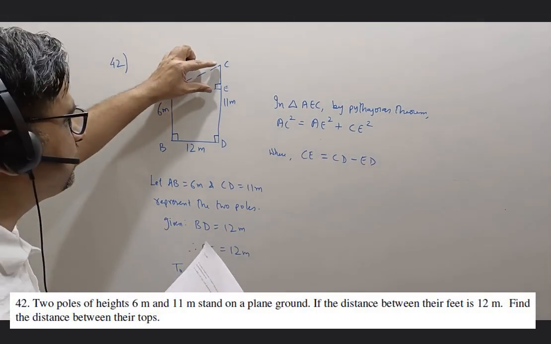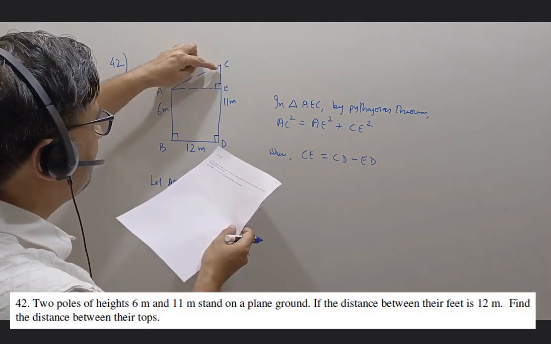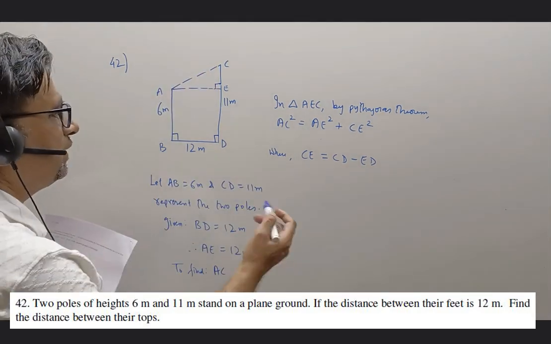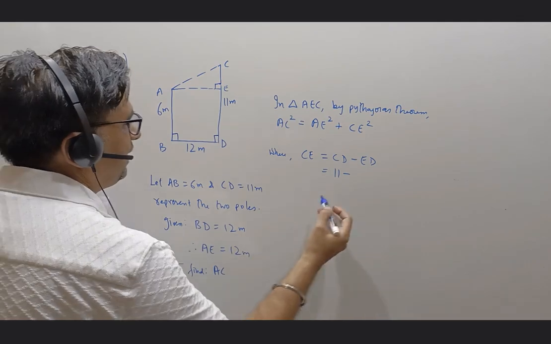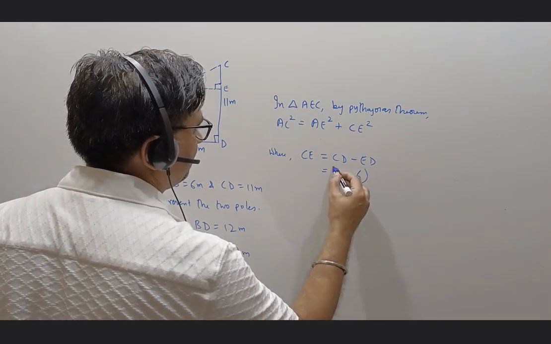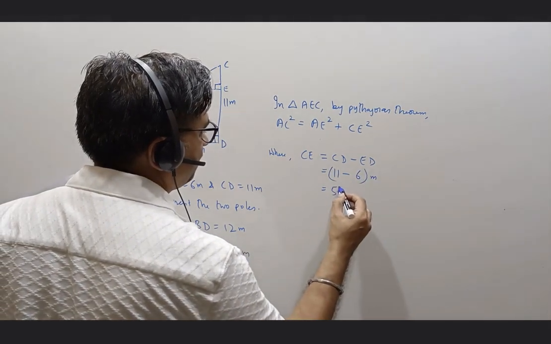Hey, CE is what we are interested in. So we find CD, and from that we subtract PE. CD is given, this is 11, and ED is the same as AB, and that is equal to 6 meters. So this becomes 5 meters.